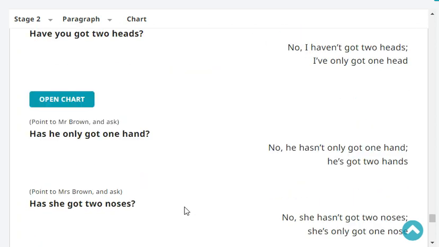Okay. Has he got only one hand? No, he hasn't only got one hand. He's got two hands.